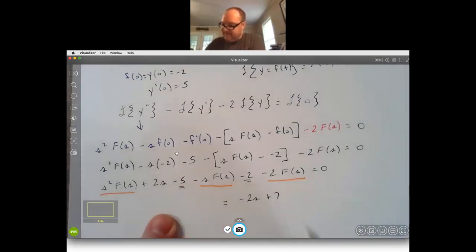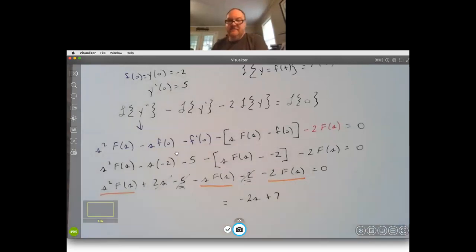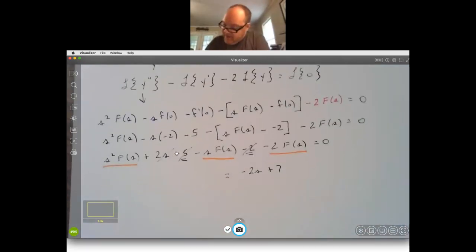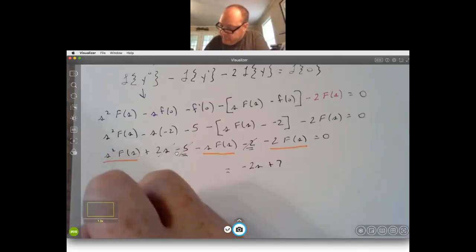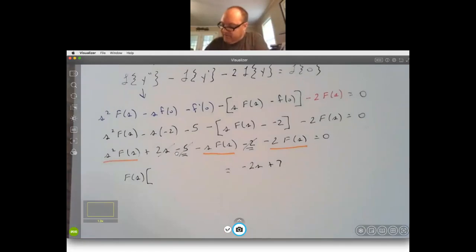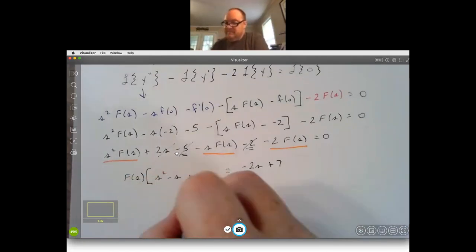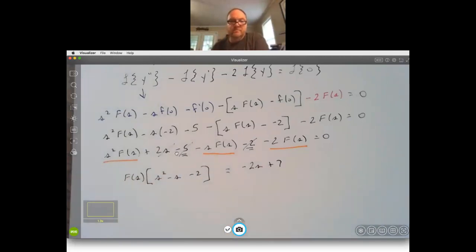All right, so I've taken this and then these two things. Everything else, I believe, has a big F of S term. So I'm going to factor that out. And I'm left with S squared minus S minus 2. And so I'm going to divide both sides by that.